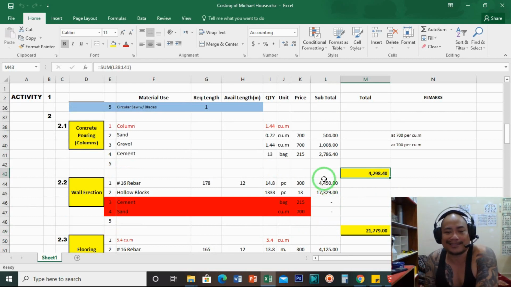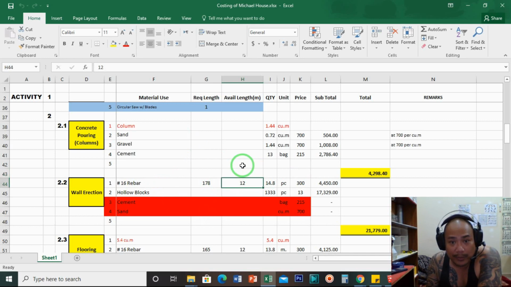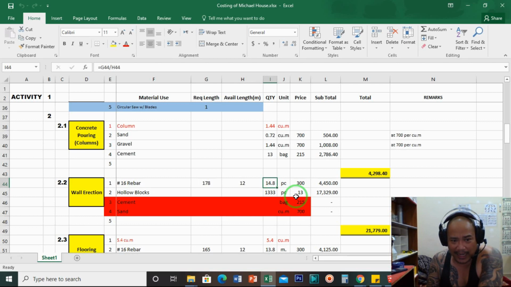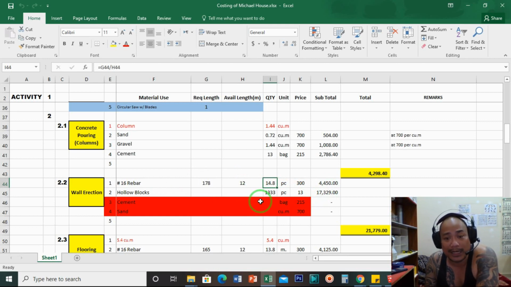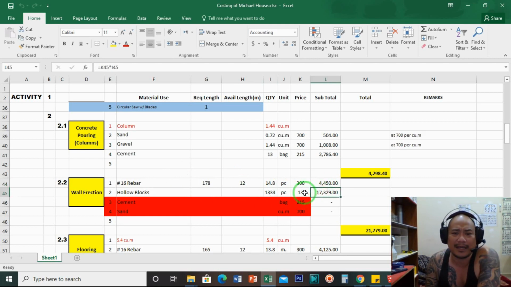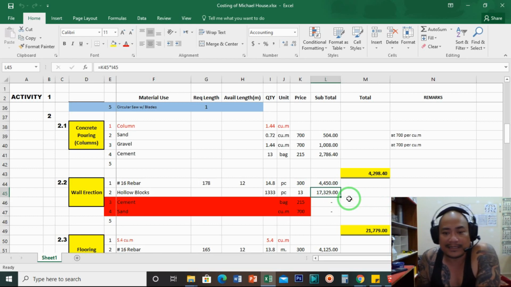Next, wall erection. I need number 16 rebars. At least 15 pieces of number 16. That is 4,450. I need 1,333 hollow blocks. Hollow block in my place is around 13 peso each. So this is the amounting of 7,329.